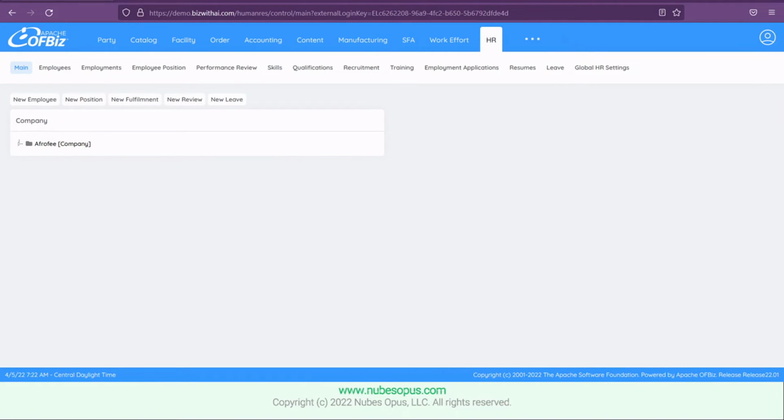HR module. The Offbus HR module is one of the core application components and has all of the functionalities you need to manage a business employee process, organizational hierarchies, recruitment, training, and evaluation. It is well integrated with other components, especially accounting, to manage payroll and any specific employee agreements.